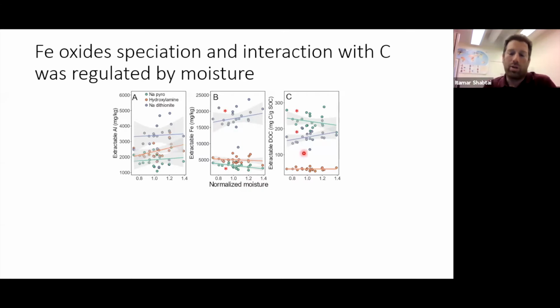And then the carbon concentration across moisture largely follows the patterns of iron speciation. So the wetter soils had more carbon released from the crystalline phases and less carbon released from the non-crystalline phases. So you see that moisture had a pretty substantial effect on iron speciation and how much carbon was being stored in each type of phase correspondingly.